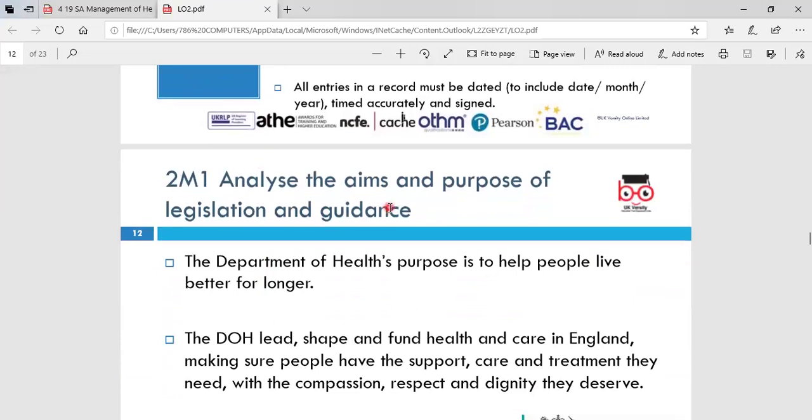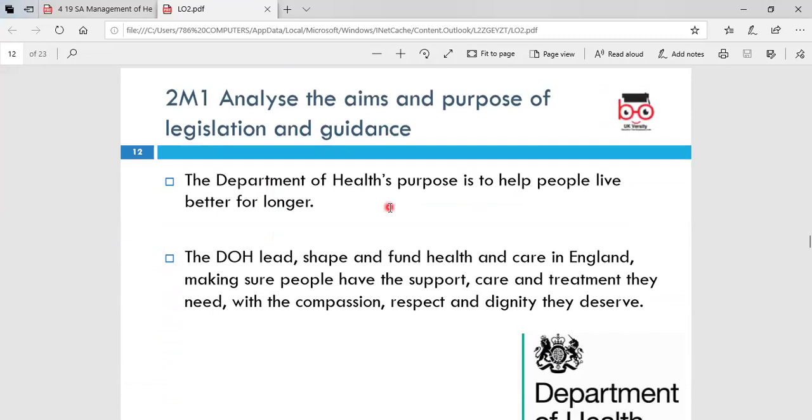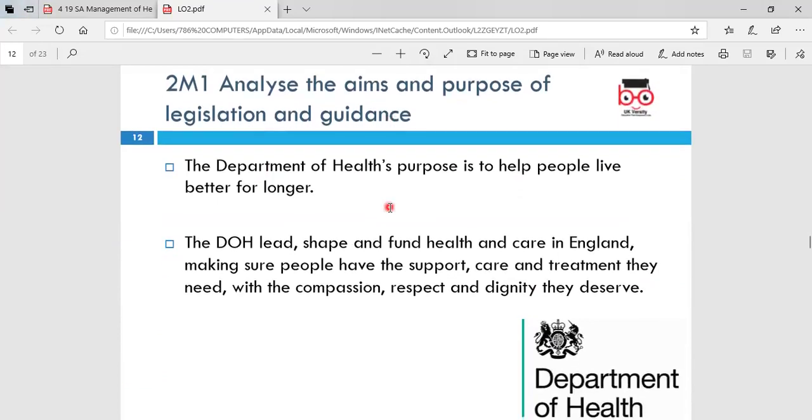Then we analyze the aims and purposes of legislation and guidance. Has anyone got any questions so far? I hope everything is being clear to you. The objective of these face-to-face sessions is definitely that you're more interactive in these. So it helps the tutor also to understand that, yes, you've gained what you had to.